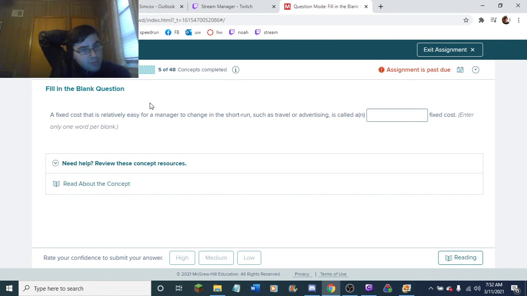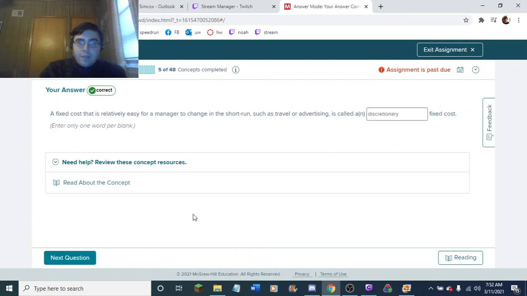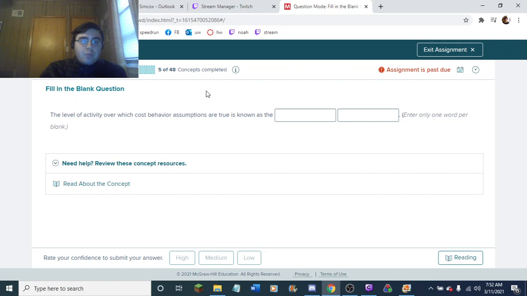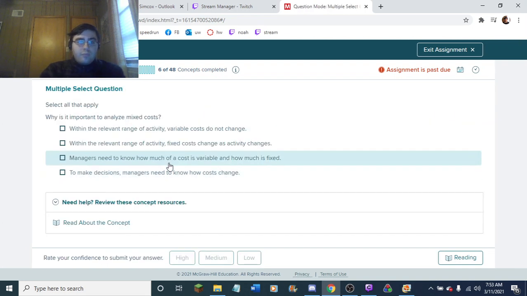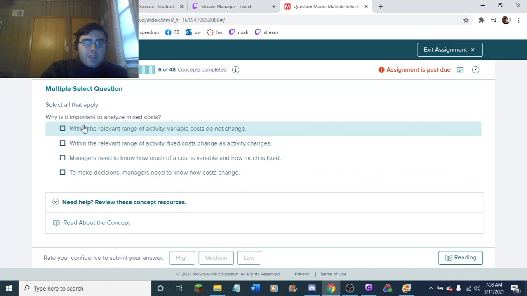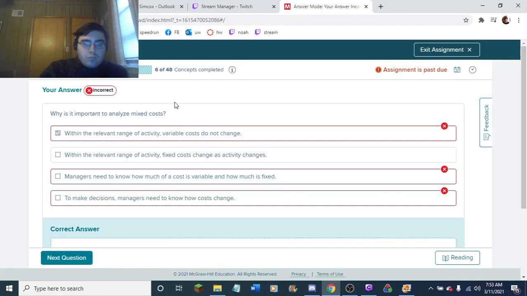A fixed cost that is relatively easy. Okay, discretionary. Okay. Relevant. Range. Why is it important to analyze mixed costs? I don't know. Okay, so the correct answers are this one and this one. These two are not. So the correct answers here are about why it is important.